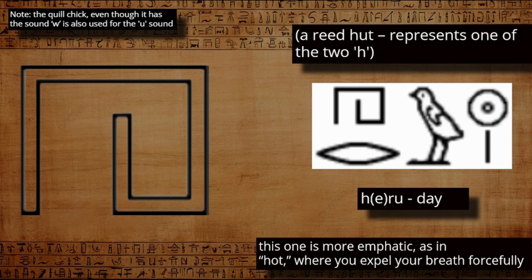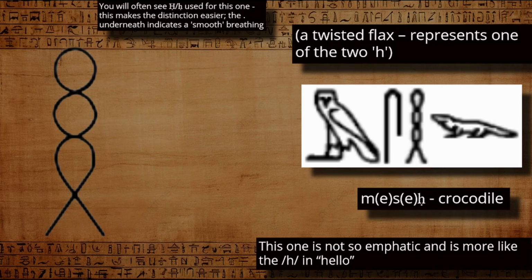Now, this H sound has a rougher breath to it. It is almost like the initial sound in hot. It's all about expelling the breath forcefully. And enter the next H sound, represented by a twisted flax. Notice the dot under the H? That's a marker for smoother breathing, more like the H in hello. Again, apologies for the image quality here.